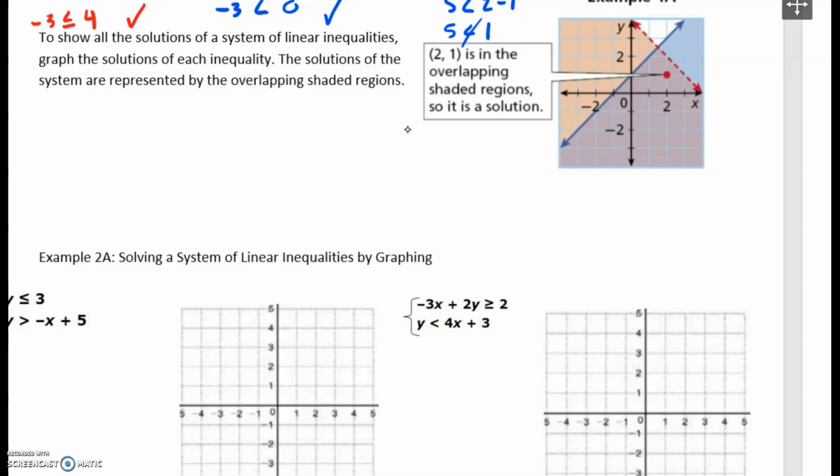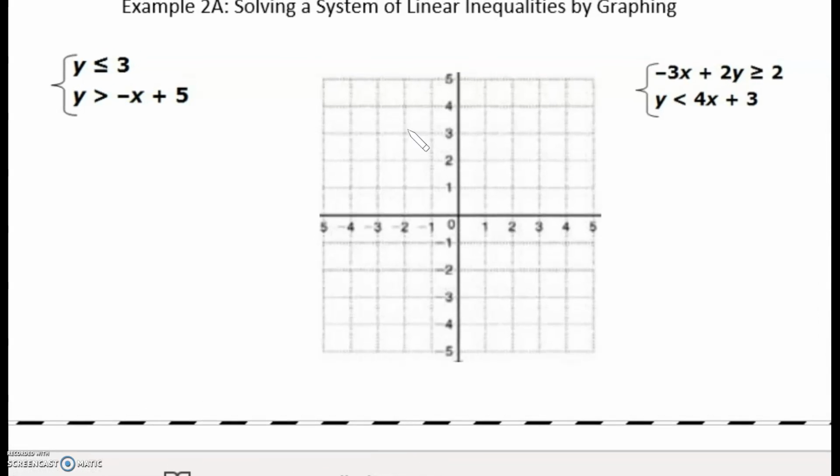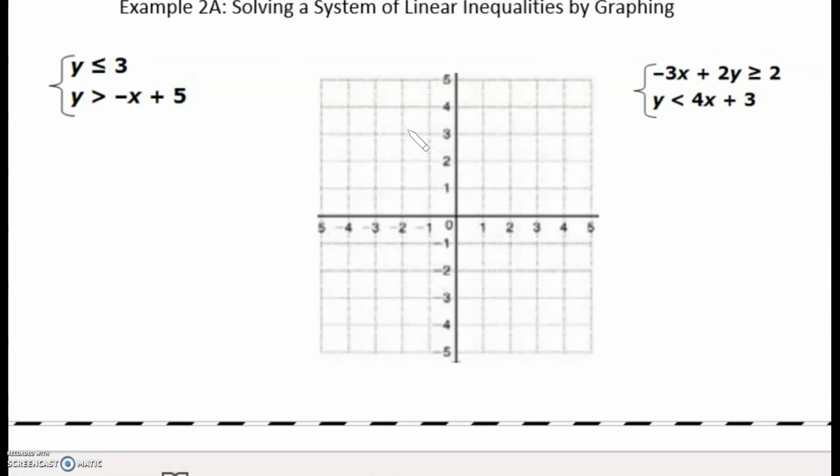Okay, so that's all we're going to do: graph both of them and find the overlap. If you're good at graphing, this should be pretty simple. But if you're not good at graphing, we really need to focus on how to graph these inequalities. So with our first inequality, we have y is less than or equal to 3. Hopefully after doing the quizzes game, you know that y equals is a horizontal line and x equals is a vertical line. Okay, so y equals 3, where would that be?